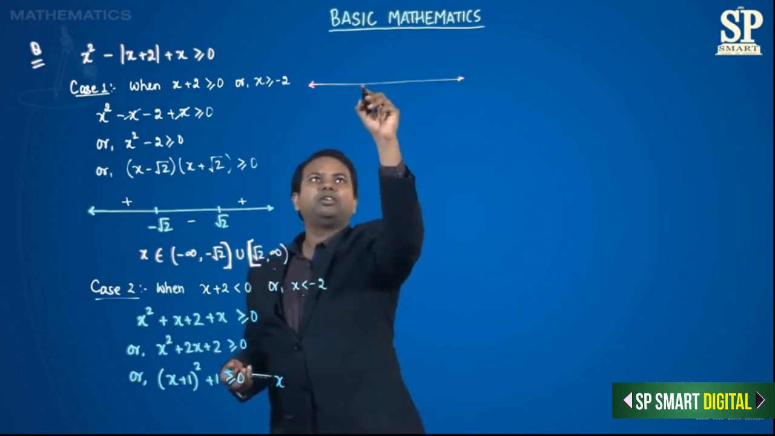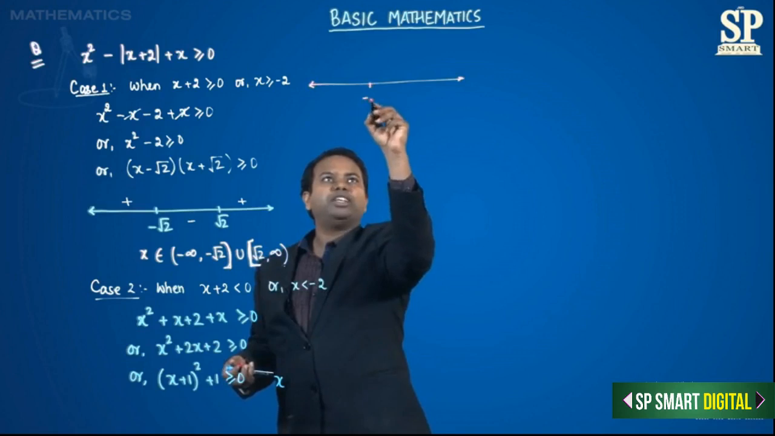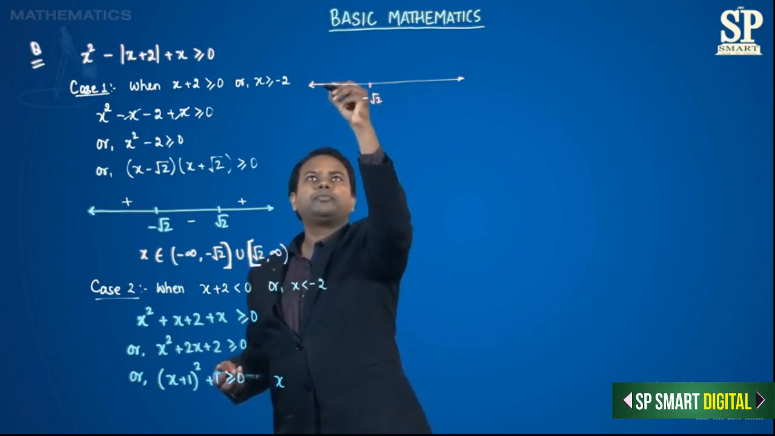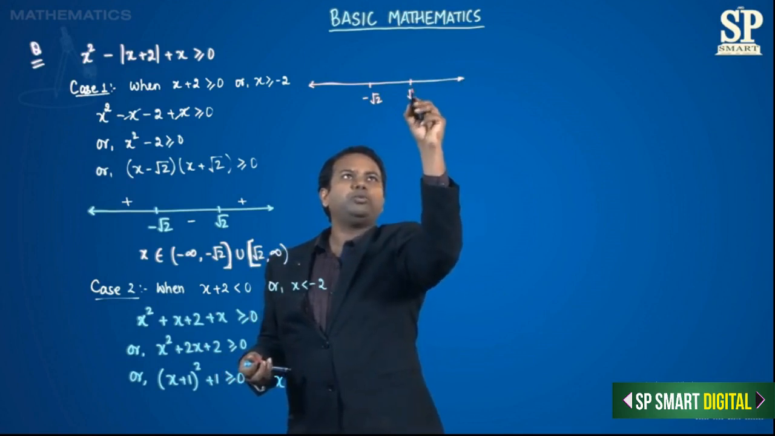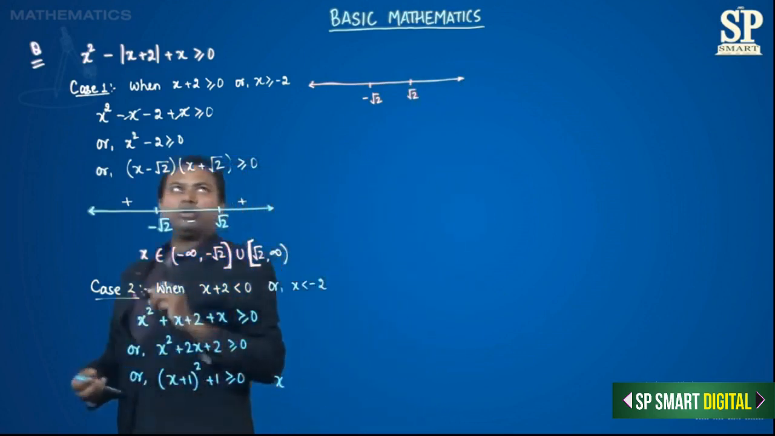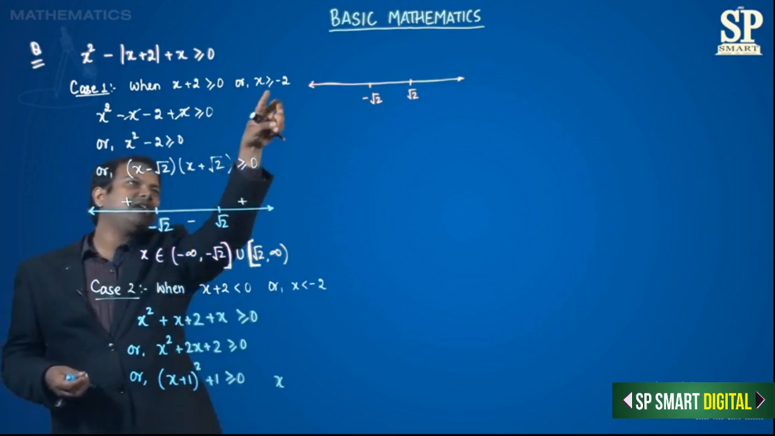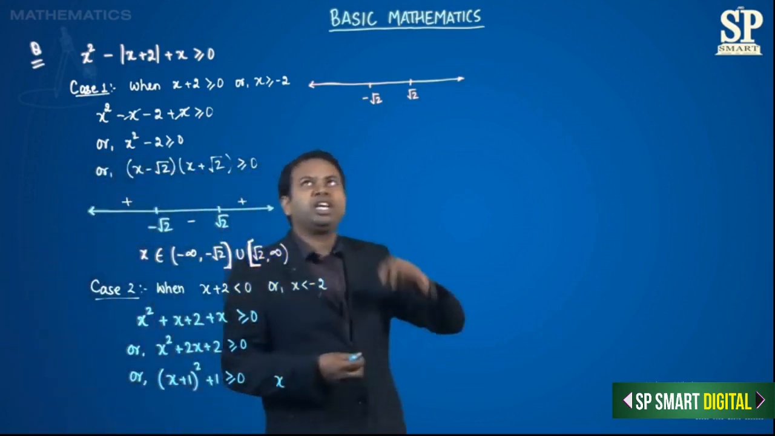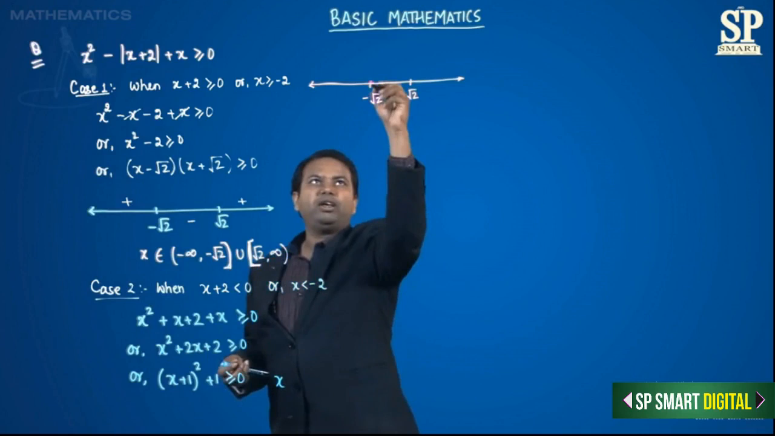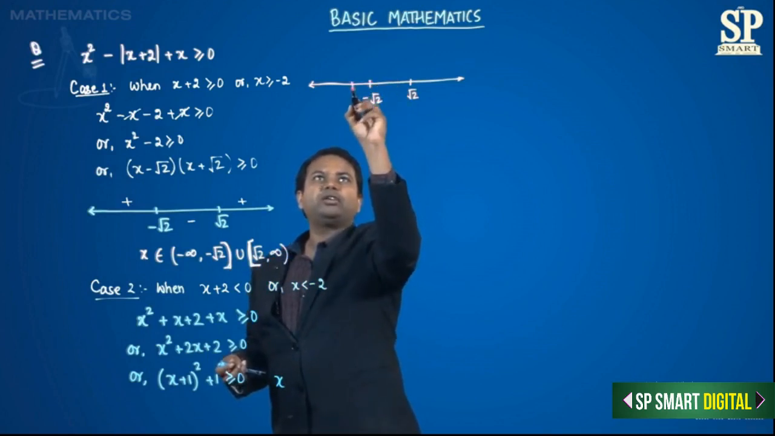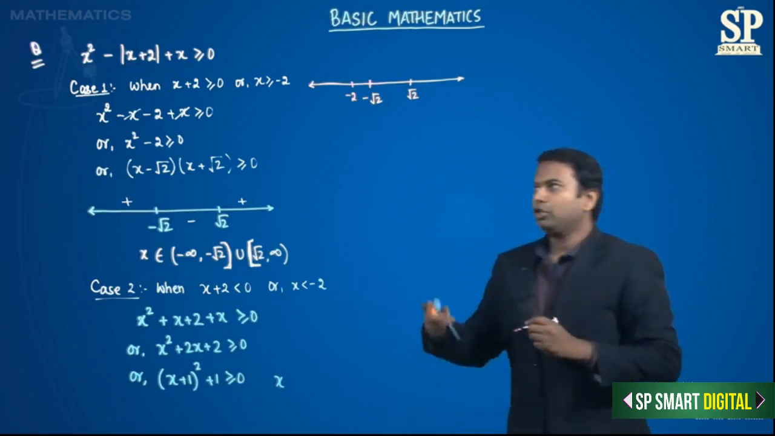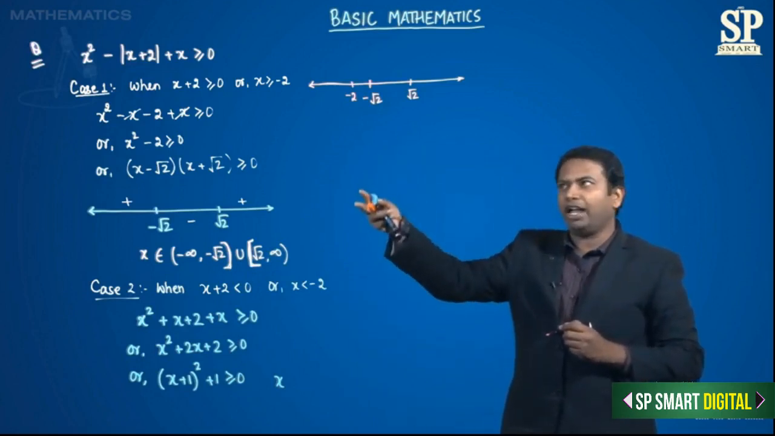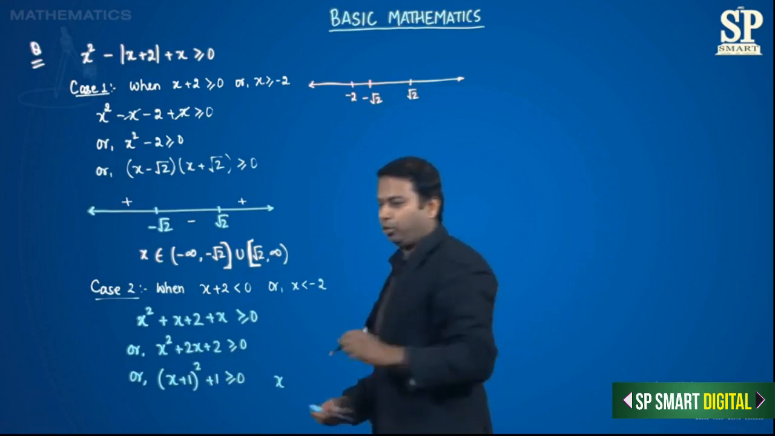Let us mark minus root 2 and plus root 2. Also, we need to mark the point minus 2. Now, minus 2 will be somewhere here because root 2 has a value of 1.4. So, minus 2 is going to lie on the left hand side of minus root 2.